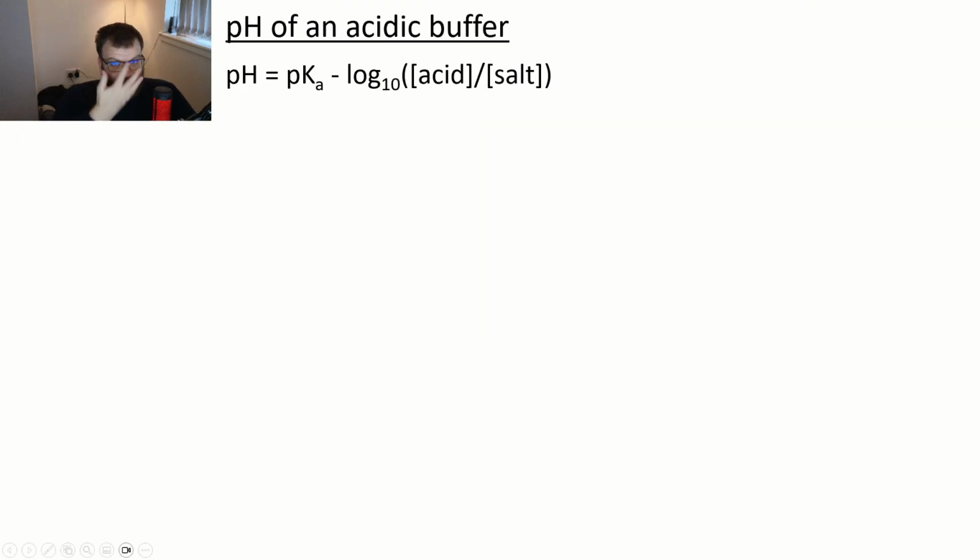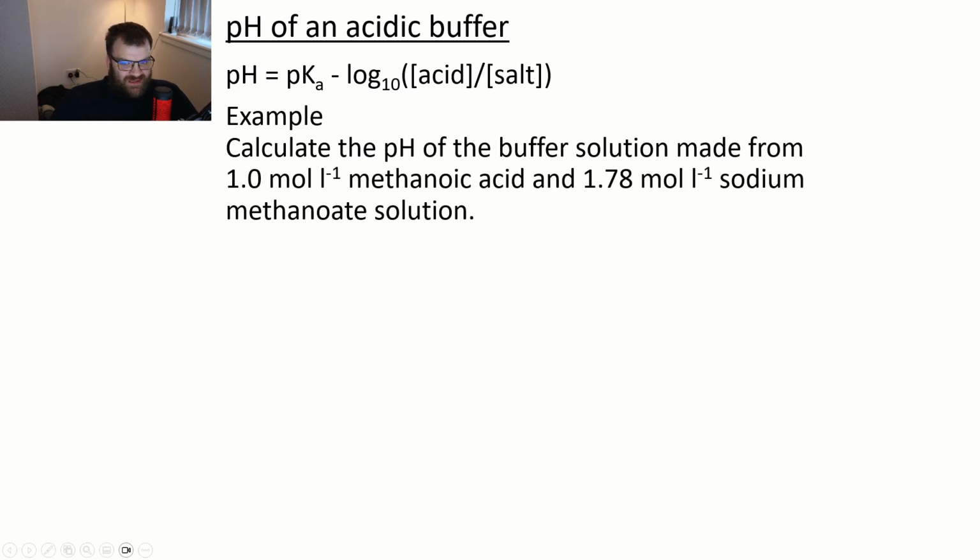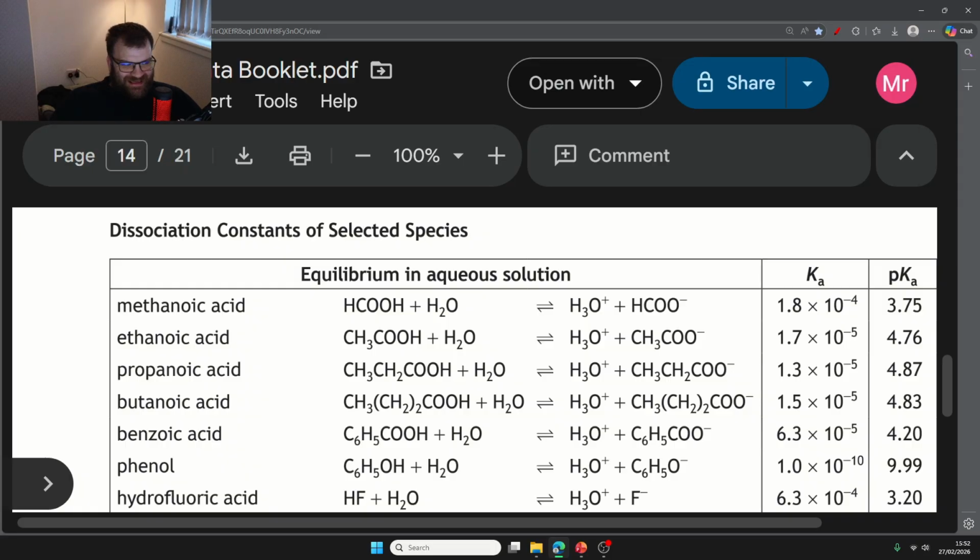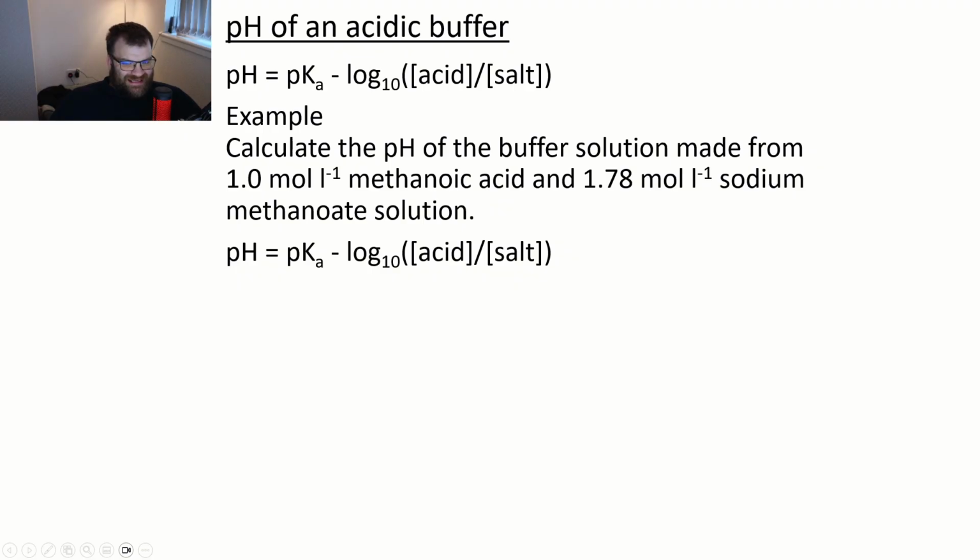If you're asked to work out the pH of an acidic buffer, we do pKa minus log to base 10 of the acid to salt ratio. So an example might be one like this, where we're asked to do that for 1 mole per litre methanoic acid and 1.78 mole per litre sodium methanoate. Methanoic acid has a pKa of 3.75, so it'll be that takeaway log to base 10 of the acid over the salt. Plugging that in gives you a value of 4, just as straightforward as that.